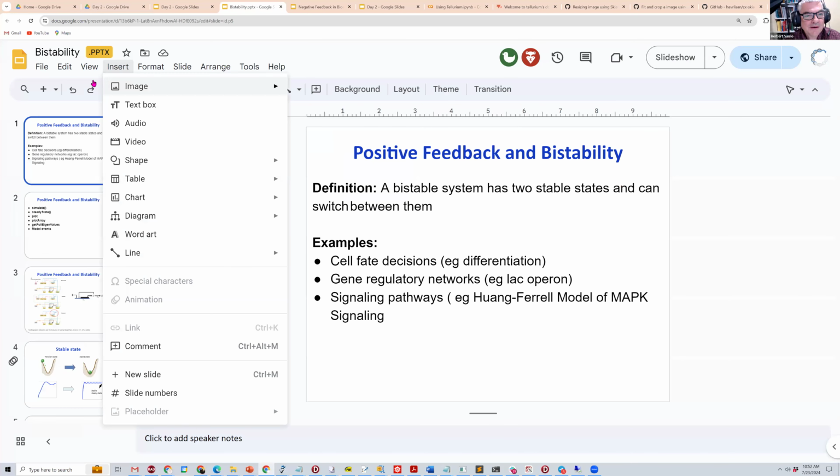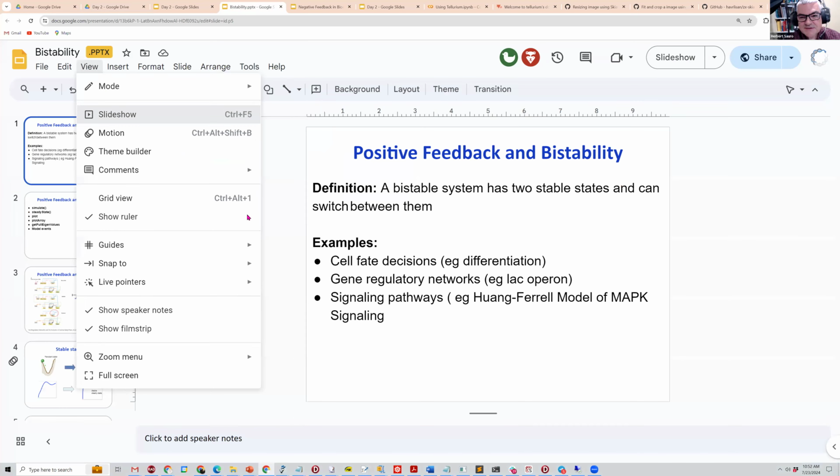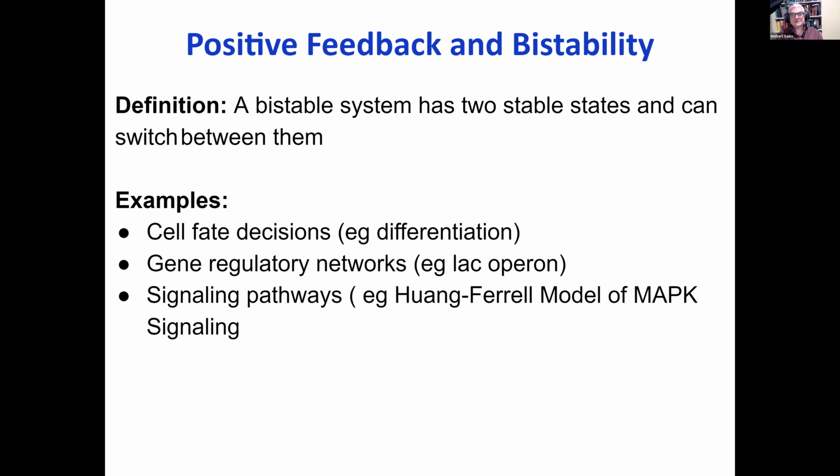So what I'm going to talk about is bistability. Okay, so I'm just going to share screen. There it is. Bistability. So what is bistability? So I got a definition there. A bistable system has two stable states, and it can switch between them.